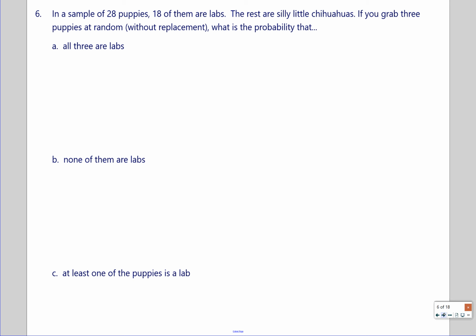Okay, so let's start with the probability that all 3 are labs. Without replacement is key here. So what's the probability that the first puppy is a lab? 18 out of 28. Then that puppy is a lab, we leave it out of the group. So what's the probability that the next puppy is a lab? 17 out of 27 now. And then the third puppy, what's his probability? 16 out of 26. Multiply them together.